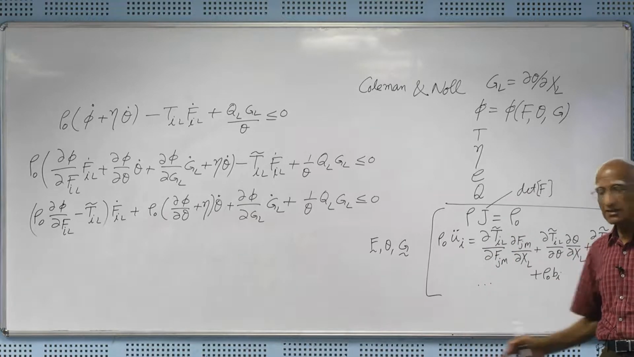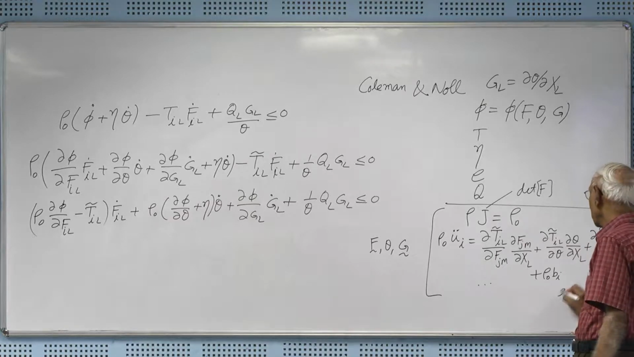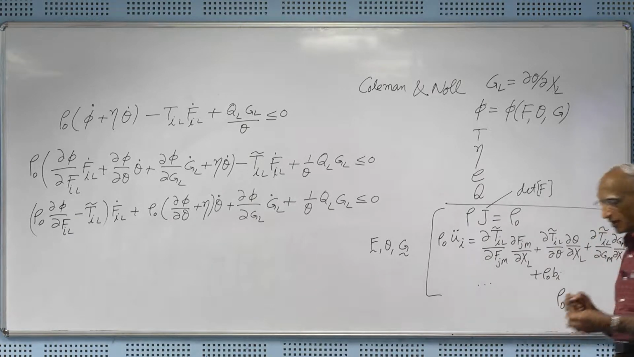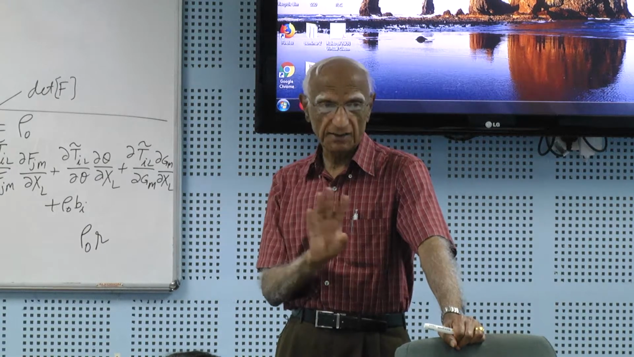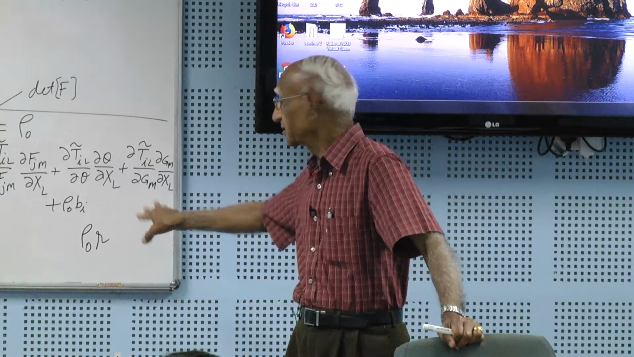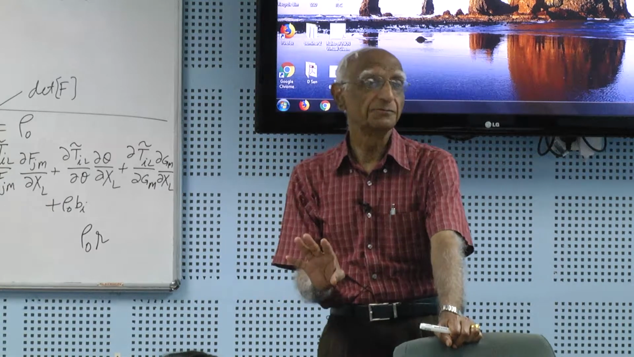Same thing for the energy equation. In the energy equation, we had the rho 0 R term, that radiation term. So you can find R so that the energy equation is satisfied. The counter argument is, some people have done that. Ingo Muller argued that we do not have all kinds of body forces and sources of internal energy available to us.